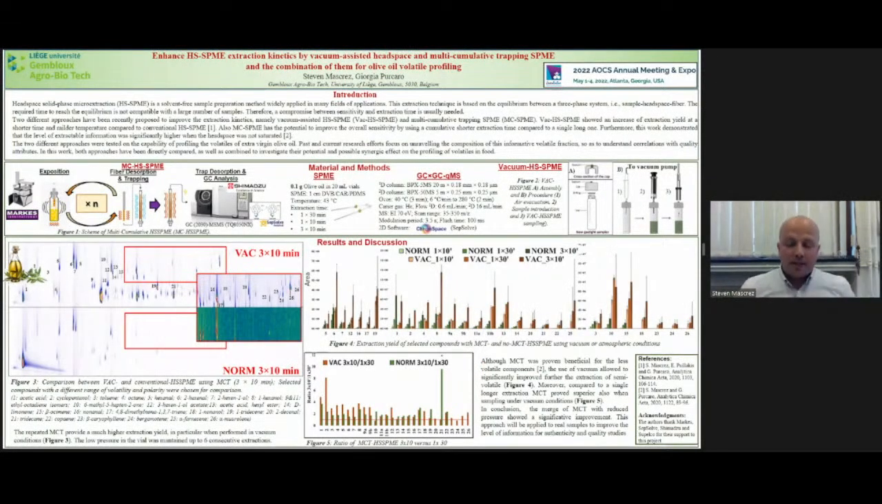Hello everybody. First, thanks Jill for this kind introduction, and also thanks to the AOCS Organic Committee for giving me the possibility to show you my work today. The goal of my work was to work on HS-SPME. SPME is a widely used technique to sample the volatiles of food. The goal of this work was to improve the sensitivity of analysis in an acceptable lab analysis time. For this, we had two approaches: the use of vacuum and multi-cumulative trapping. I'm going to explain both approaches.